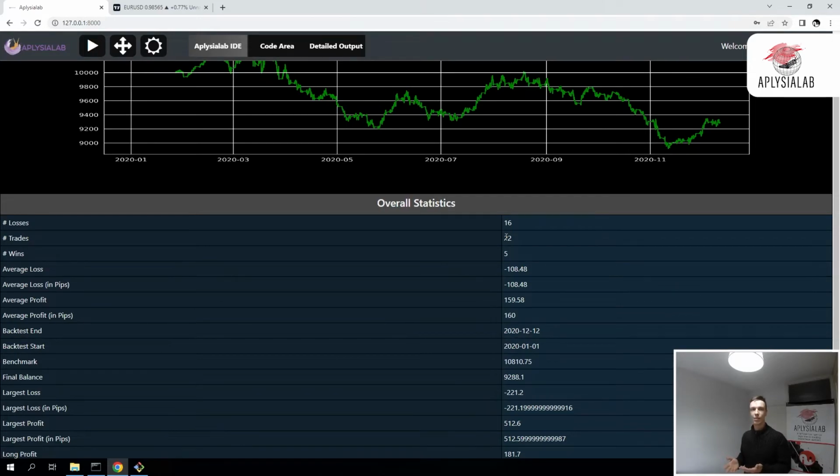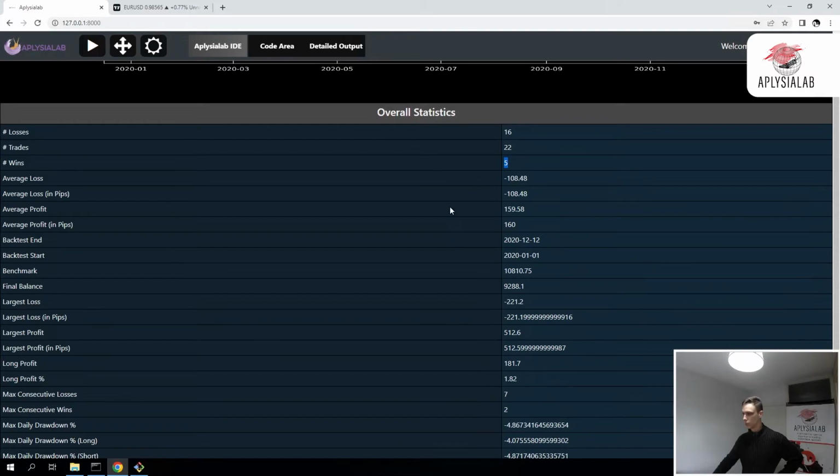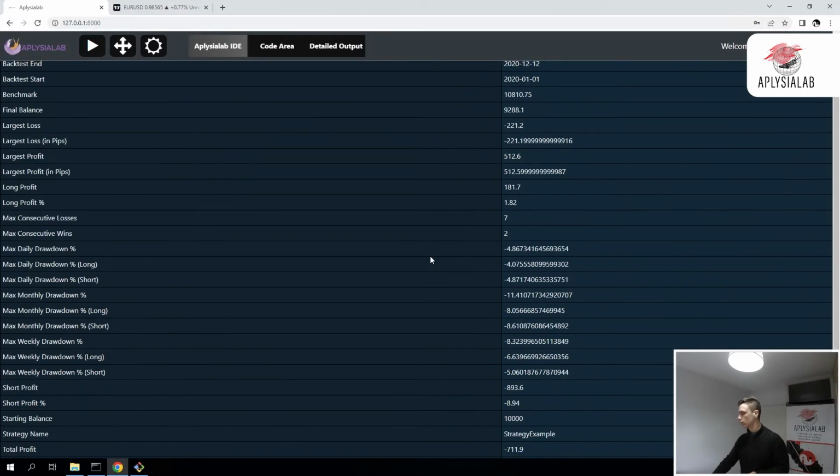But the performance is still not very good. The average loss is actually a little bit smaller than the average profit. And the win rate percentage over here, where was it again? Well, we can see here we had 5 wins and we had 16 losses. So this strategy seems to be maximizing the wins. It lets the winners run on, which is a good thing, but it just makes far too many losses. So in total, not very good.